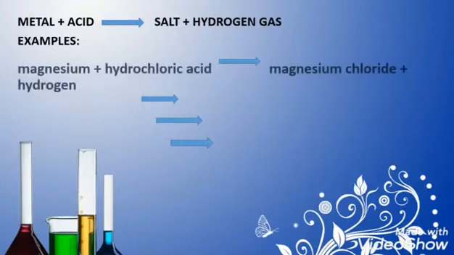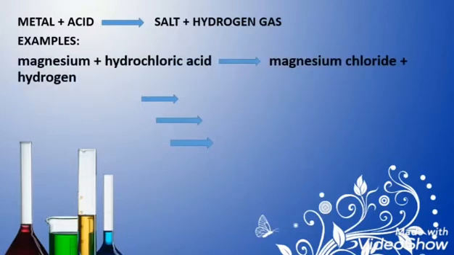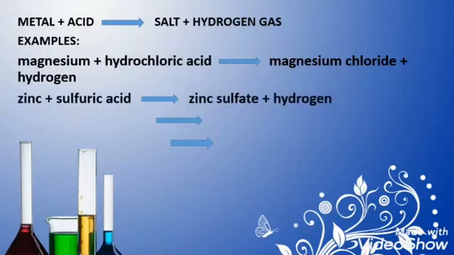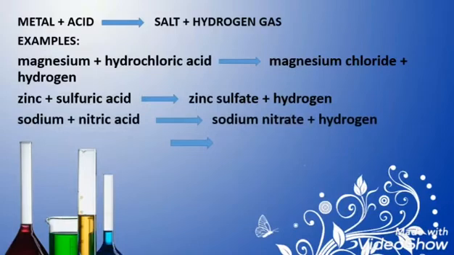Let us have some examples. When magnesium reacts with hydrochloric acid, you form the salt magnesium chloride. Chloride comes from the hydrochloric acid, plus hydrogen gas. When zinc reacts with sulfuric acid, it would be changed into sulfate when it becomes salt. So the name of the salt would be zinc sulfate plus hydrogen gas.